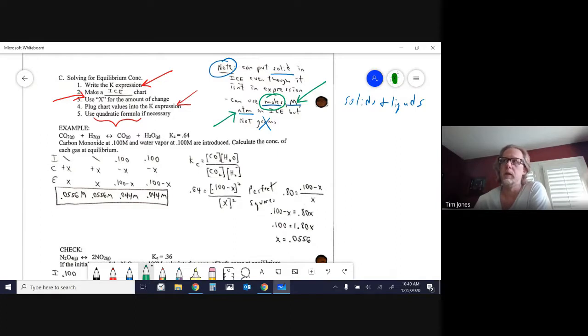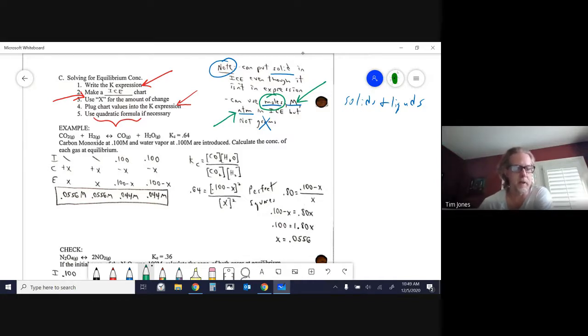and pretty much that should do it. So you might see a problem where you get to use different things in the ice chart. But of course, if you're ever not certain what to use, moles is the one to go with. All right, take a look at this example.